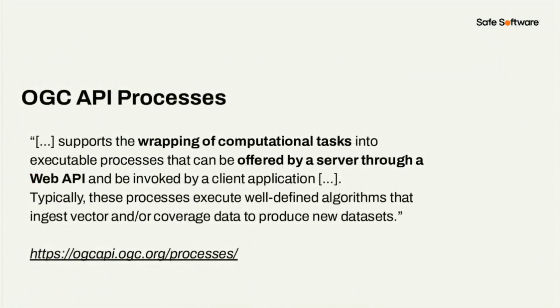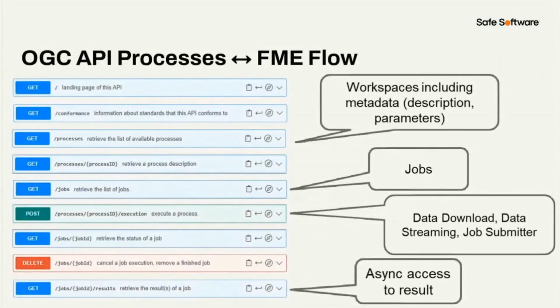So OGC API Processes is about wrapping computational tasks offered by a server through a web API. I don't want to read the full definition here, but basically it's about starting processes online. I provided a list of all the endpoints that are necessary for an API to comply with the standard. On the left, there are the endpoints provided by this standard. As you can see, there's a conformance API that just informs about what this API can do. There's a processes endpoint to retrieve all the available processes.